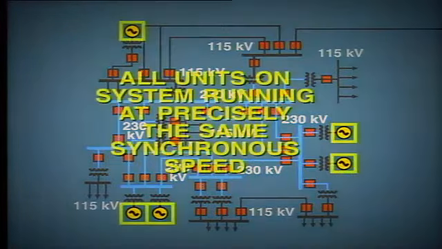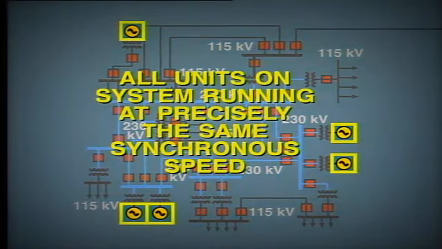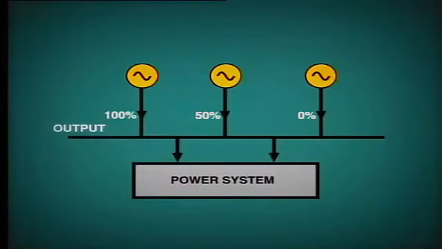Now remember, all of the units which are connected to the power system are running at precisely the same synchronous speed. This is obvious because they are synchronized together and the frequency is precisely the same at all points of the system. So how is it then that one unit may operate at, say, 100% capacity and another at 50%? Doesn't this mean that the unit with the greatest load is running faster? Well, beware of this trick question. Of course, it cannot run faster because, as we just said, the units are all synchronized together. So how does it then put out more load?